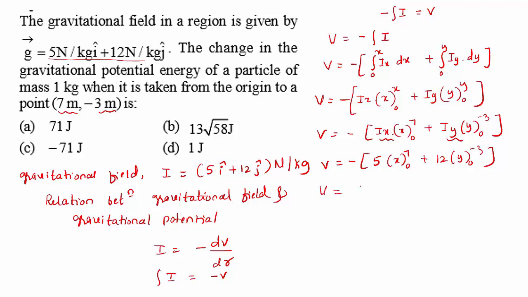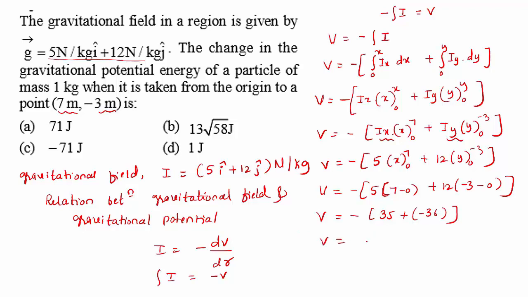Now write down the upper limit and lower limit values. Upper limit minus lower limit, minus, keep as it is, 5. Upper limit is what? 7. 7 minus 0, plus 12, keep as it is, minus 3 minus 0. So now we will get V equal to minus, 7 5s are 35. So plus, and here 12 3s are minus 36. Or we can write minus 35 plus into minus 36.